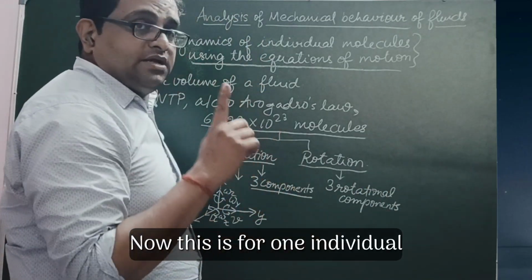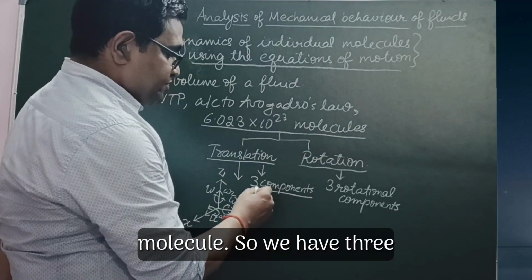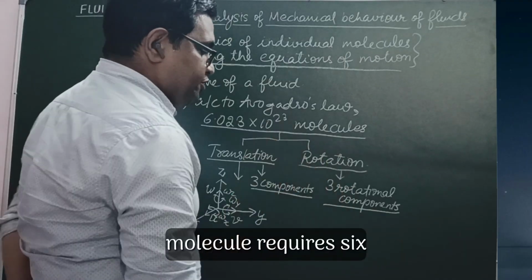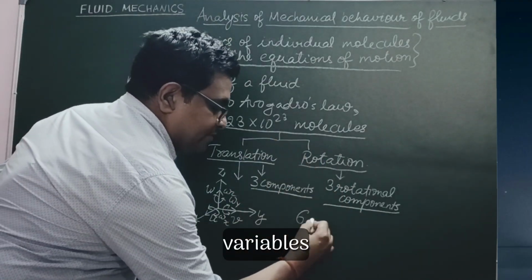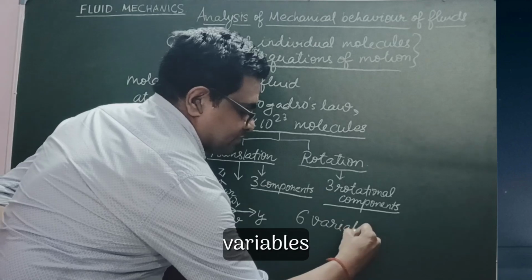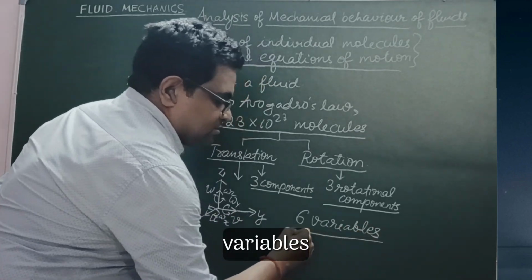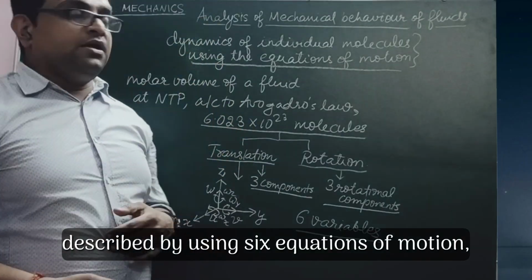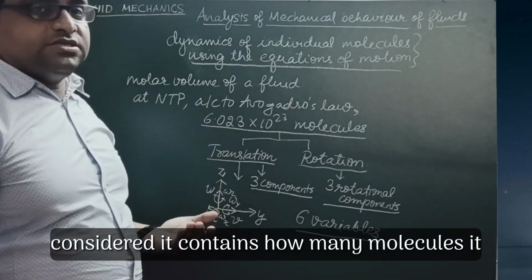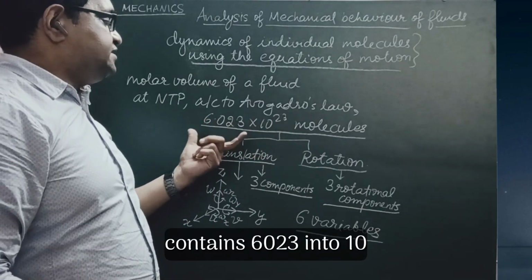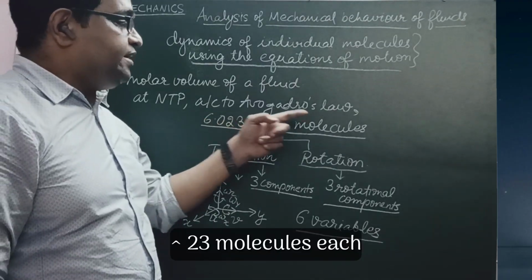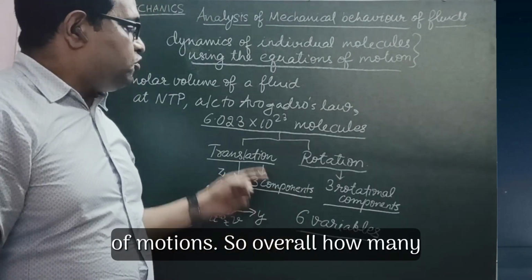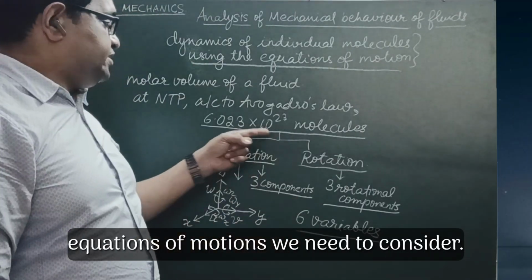Now this is for one individual molecule. So we have three translational components, three rotational components. So the motion of one individual molecule requires 6 variables, or you can say that the motion will be described by using 6 equations of motion. But the molar volume which we have considered, it contains how many molecules? It contains 6.023 into 10 raised to the power 23 molecules. Each molecule having 6 equations of motion. So overall, how many equations of motion we need to consider?